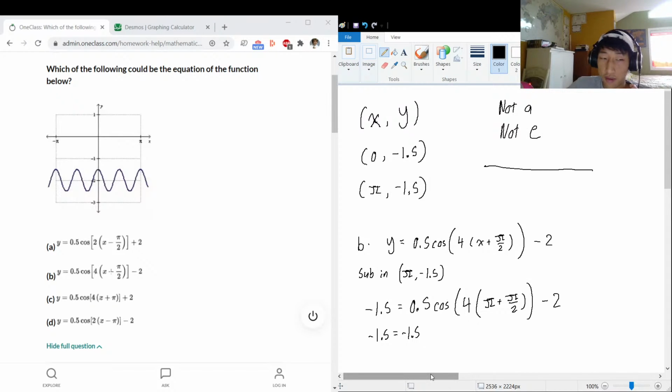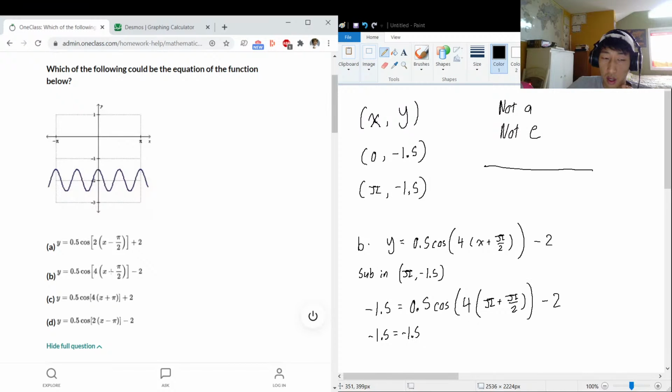Actually, instead of subbing things in, we should see this term. We have a 4x term. Okay, so it turns out for both B and D, if we sub in our points of interest that we got off the graph here, we will see that they both actually work.